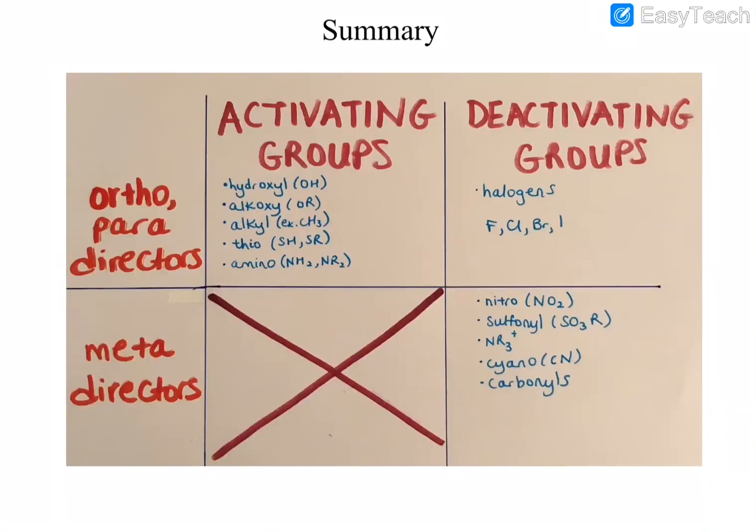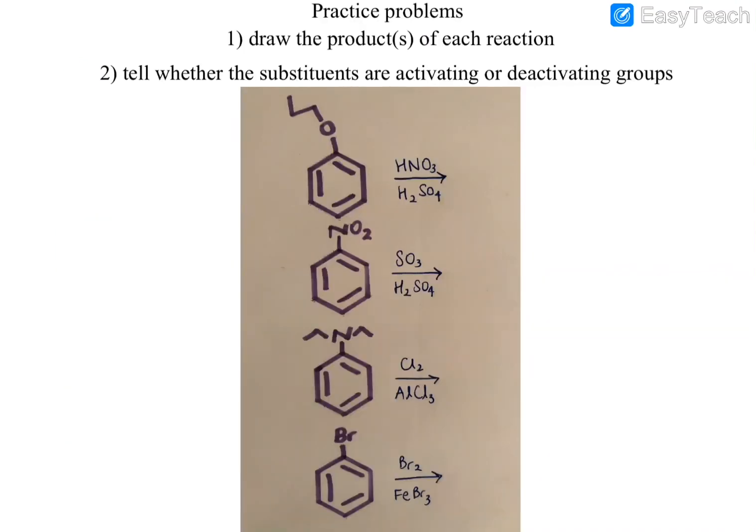So just for the sake of time, I'll summarize and then give you a few practice problems with answers on the next slide. So activating groups are listed, and they're all ortho and para directors, and deactivating groups, with the exception of halogens, are all meta directors. So here are some practice problems, and the answers will be given on the next slide.